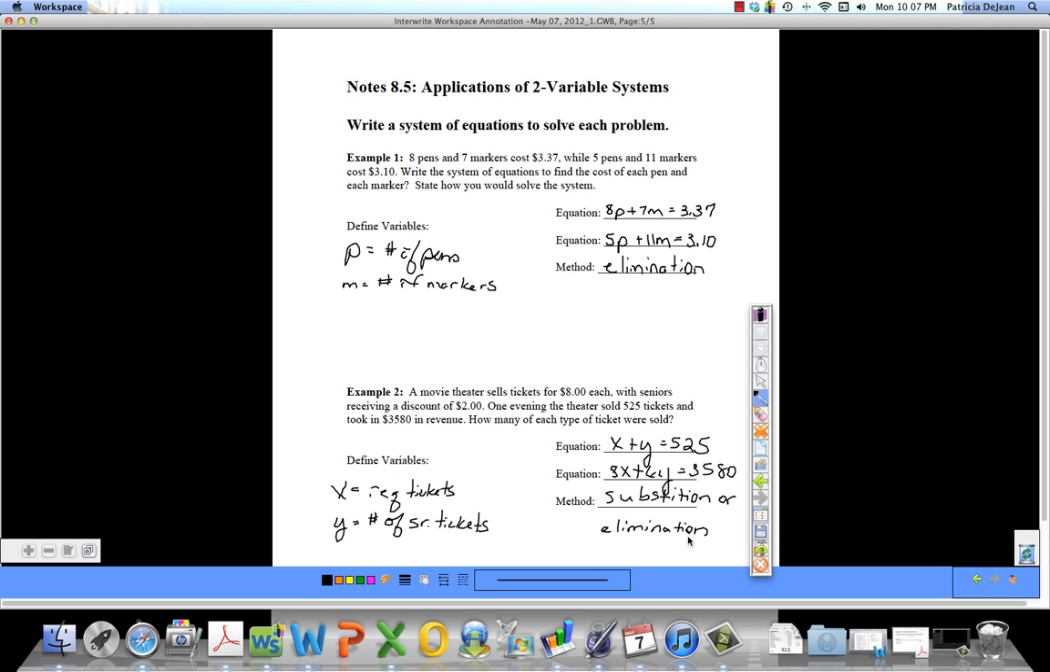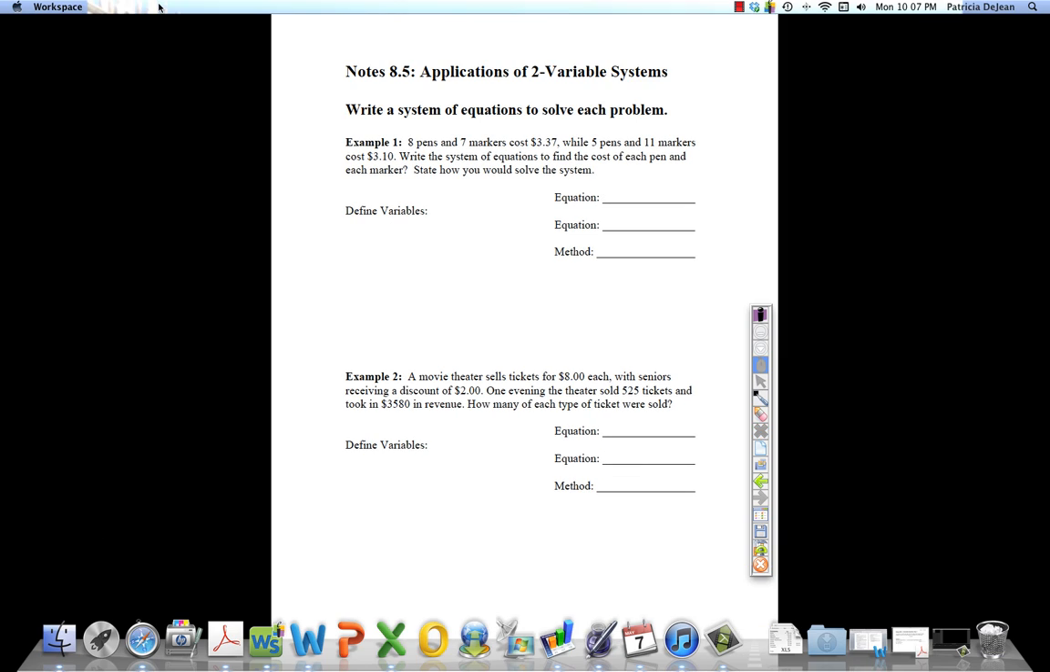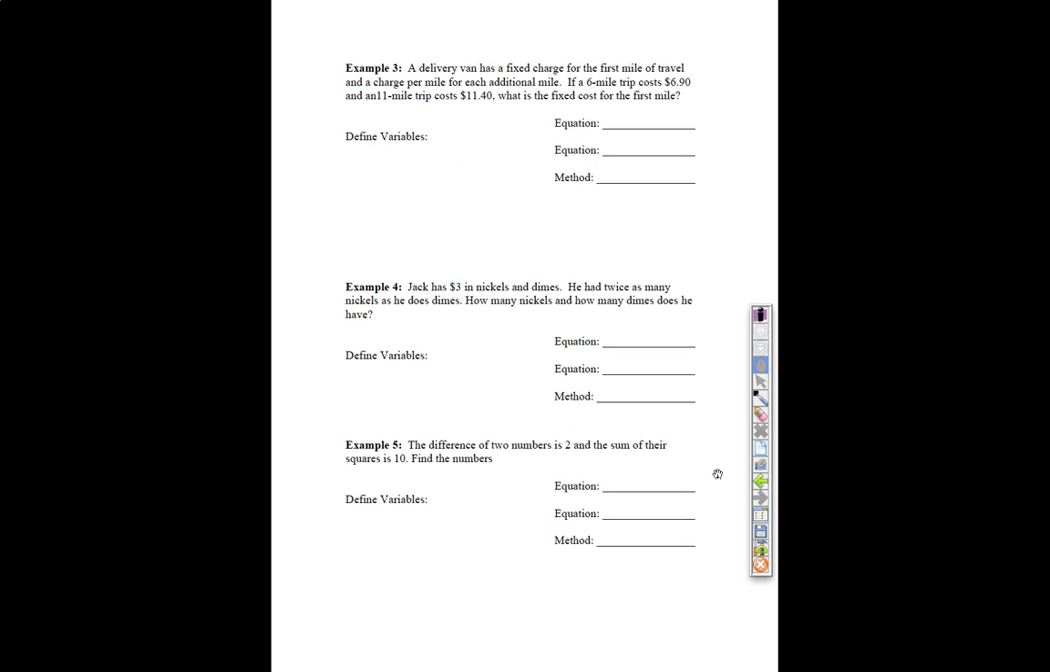All right, now let's look at example 3. Go down. I'm going to have to take the mouse so I can go down. No, why is it not letting me go to the next page? There it goes. Okay.